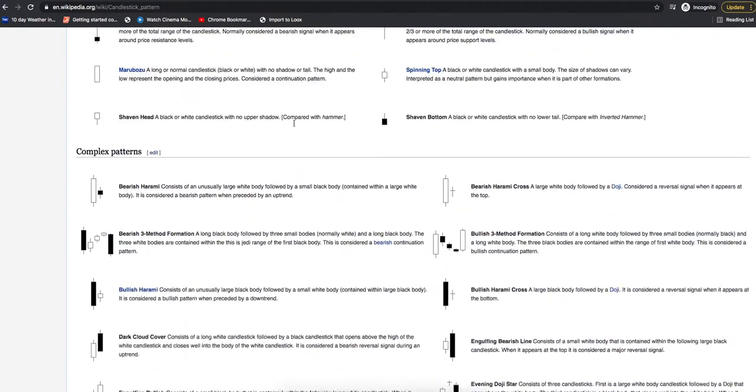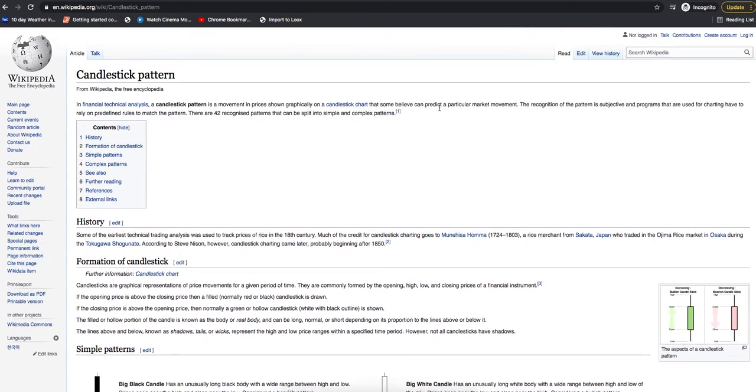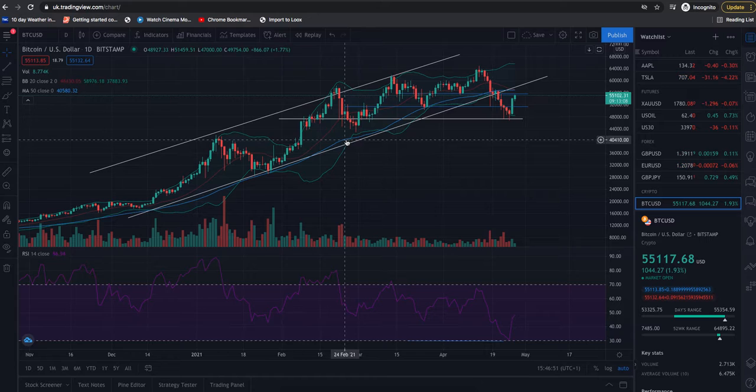Okay, but it's probably better for you to go on there and have a look yourself. A quick overview is you've got a green candlestick pattern and a red candlestick pattern. Green is good, it's going up. Red is bad, it's going down. Now we'll have a look at them in depth.